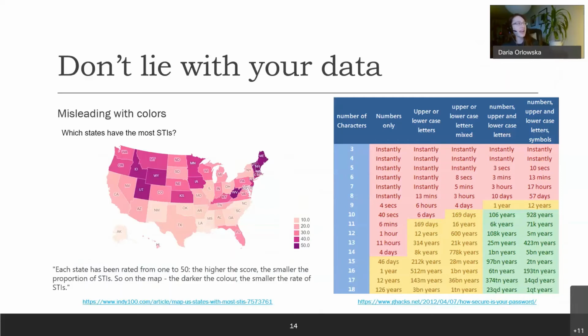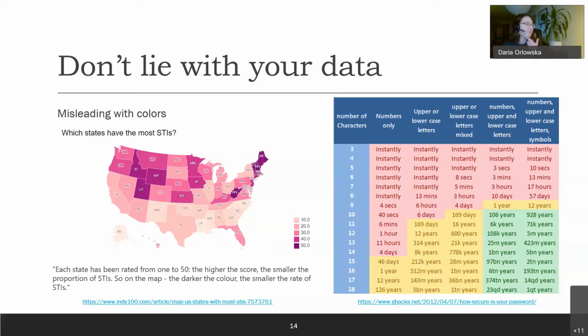And I think this is the final category of don't lie with your data: misleading colors. We kind of talked about that a little bit in terms of picking the right types of colors. But in the example on the left-hand side, you have something about states with the most sexually transmitted infections. And someone here created a visualization, which could be accurate, but for some reason they decided to flip the scale. And so the states that are the darkest, that you might think actually have the highest rates of STIs, actually have the lowest rates of STIs in this visualization.